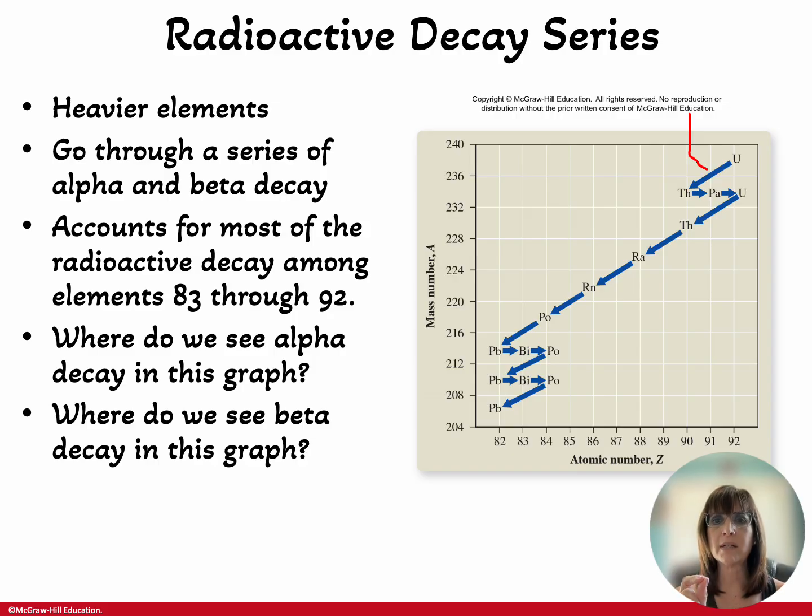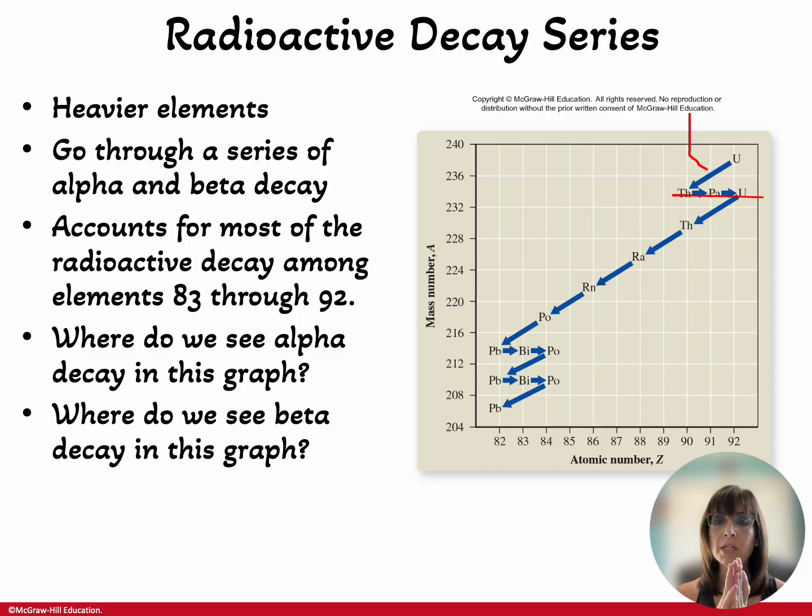What kind of radioactive decay causes the mass to go down by 4 and the atomic number to go down by 2? Alpha decay. So every time you see a slanted, sloped line, that's alpha decay. Now look at this flat piece right here. That is a beta decay, because look what's going on. Thorium increases in atomic number, but the mass didn't change.